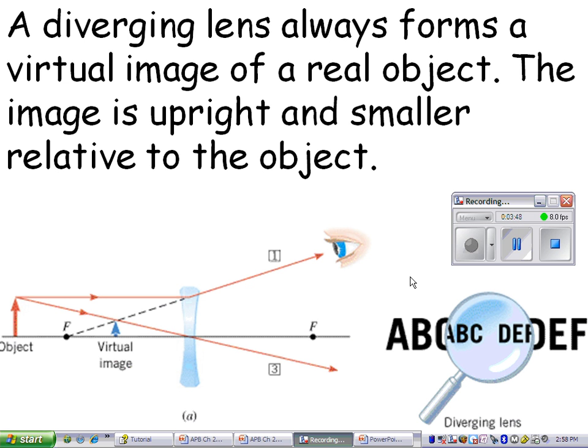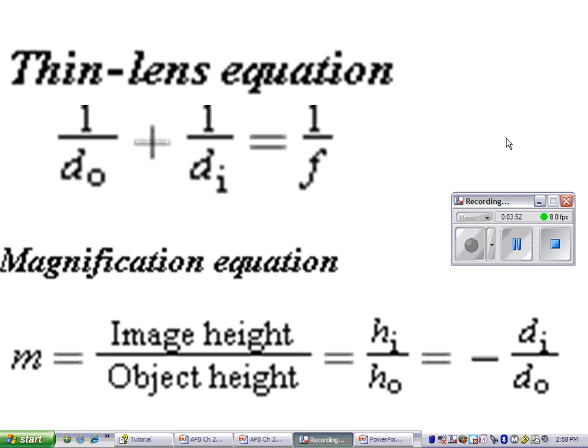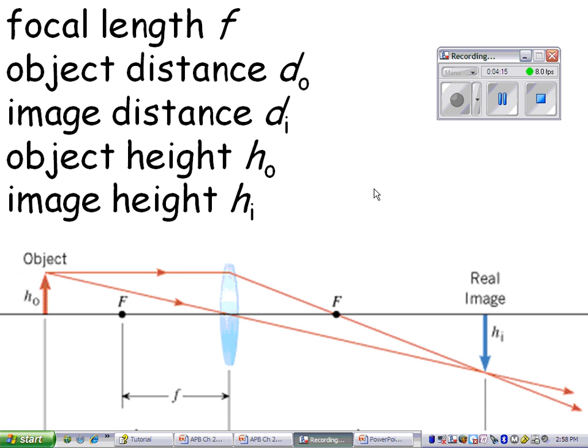These types of lenses are used in glasses quite often. The equations we're going to use in this section are 1/DO + 1/DI = 1/F, which is the thin lens equation, and the magnification equation, HI/HO = -DI/DO. I'm not so much worried about the negative sign in this case, but the negative sign for DI or F is important.